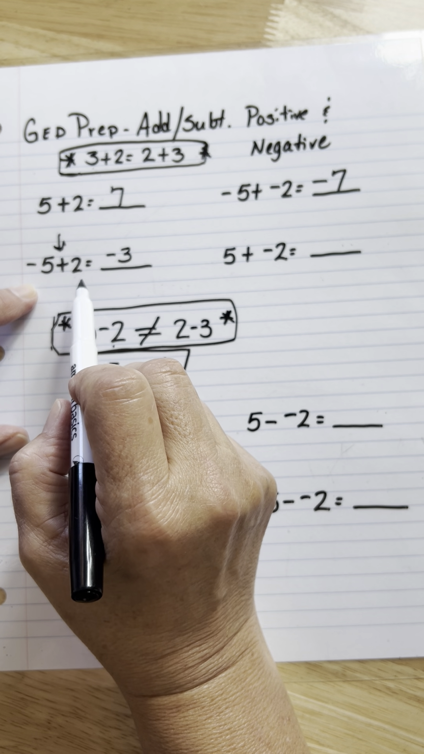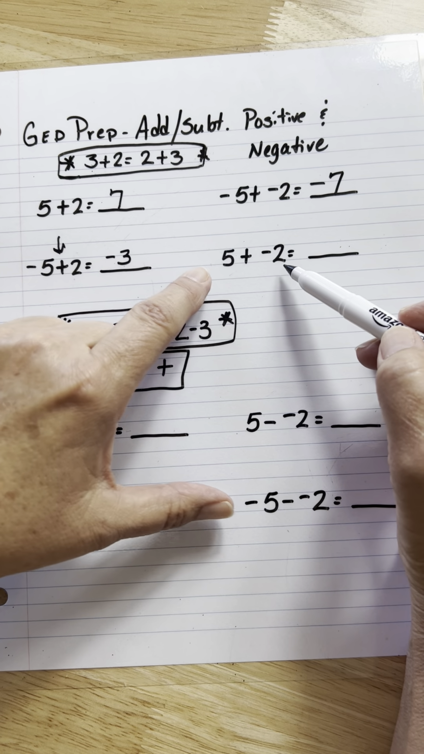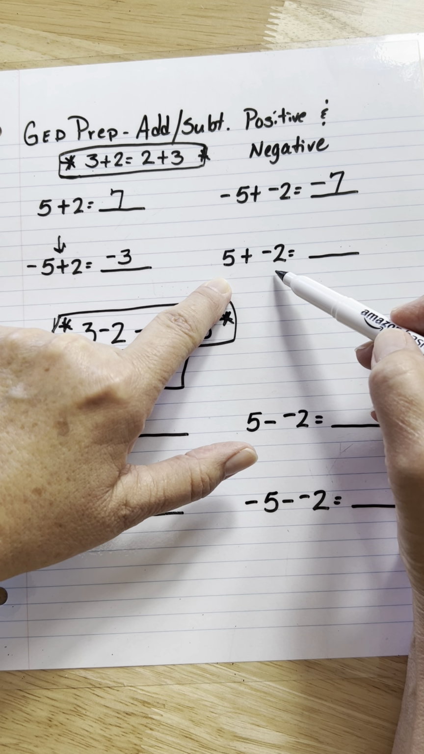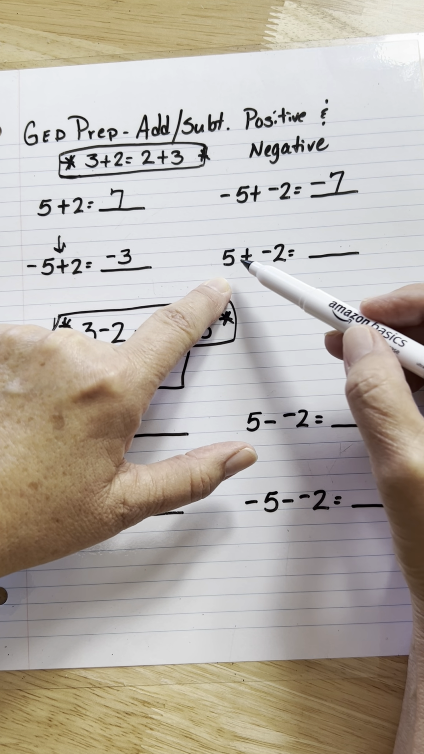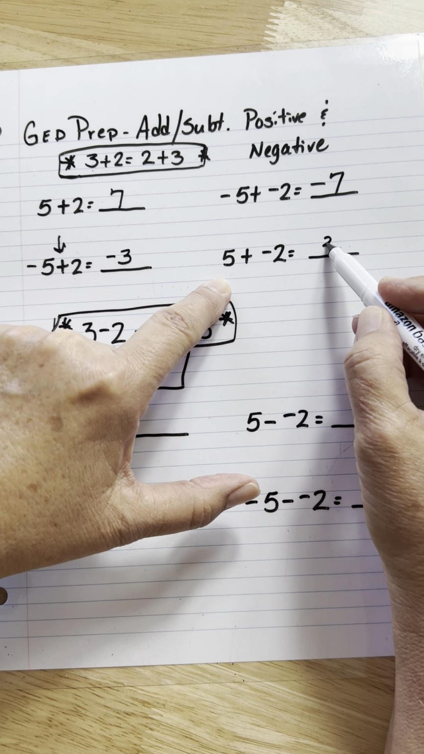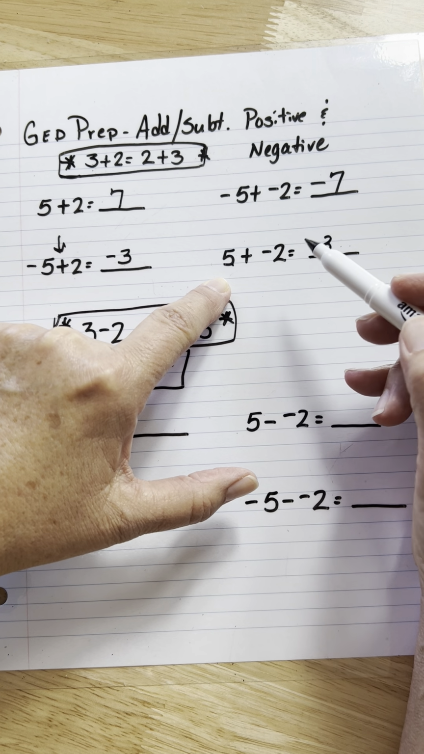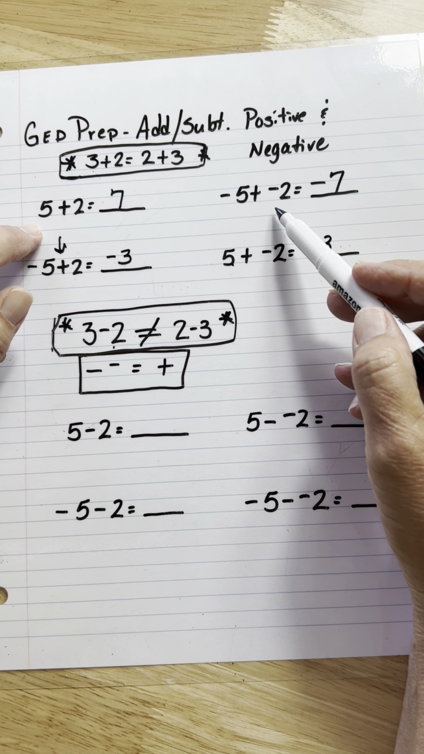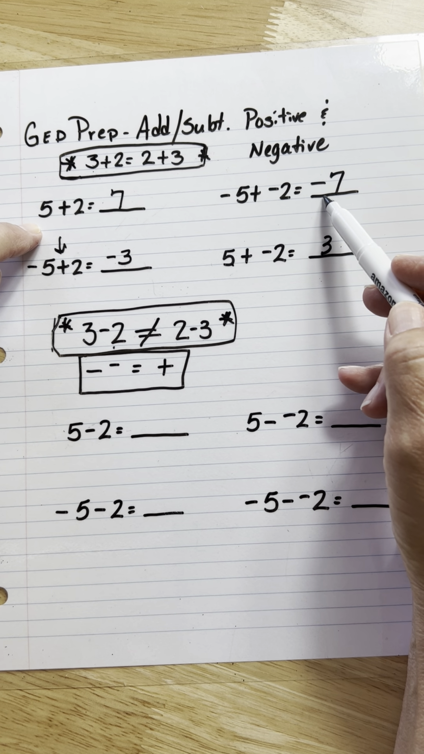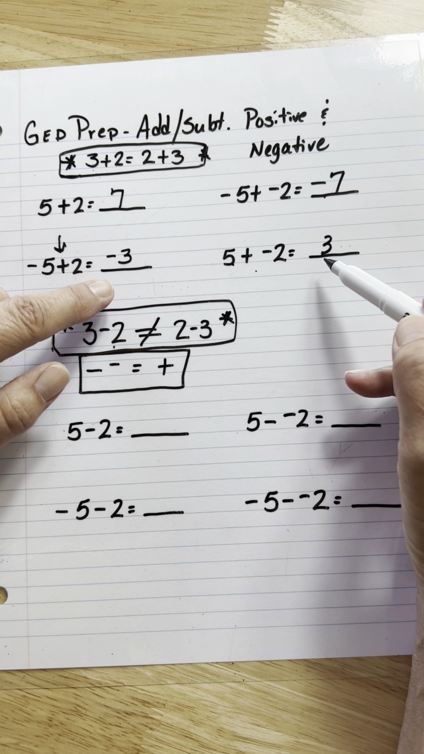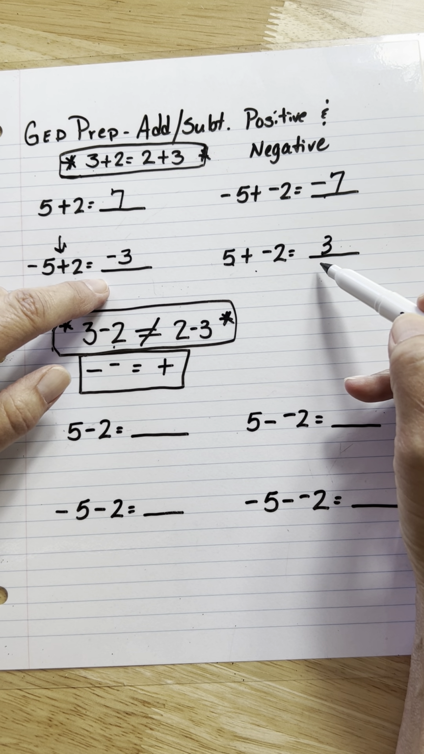Another way to look at it is, if your signs are different, you subtract and take the sign of the larger number. So down here, I've got a positive 5 and a negative 2. If I follow that guideline, subtract the two numbers, 5 minus 2 is 3, and take the sign of the larger number. The larger number is 5. So, same signs, add and keep the sign. Different signs, subtract and take the sign of the larger number.